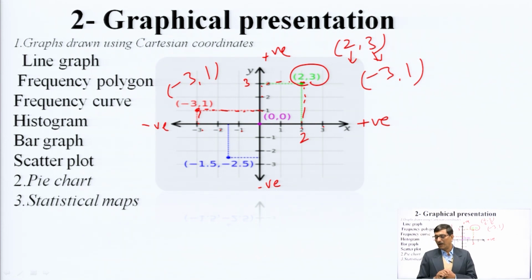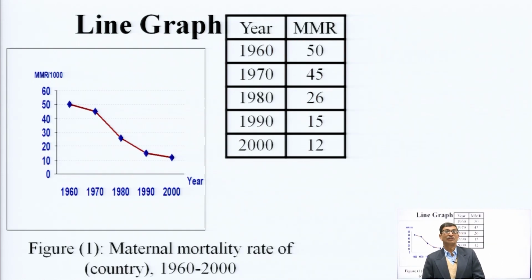In the graph we have different types of graphs: line graph, frequency polygon, frequency curve, histogram, bar diagram, scatter plot, and another diagrammatic representation is the pie chart, and some statistical maps. So, first is the line graph.